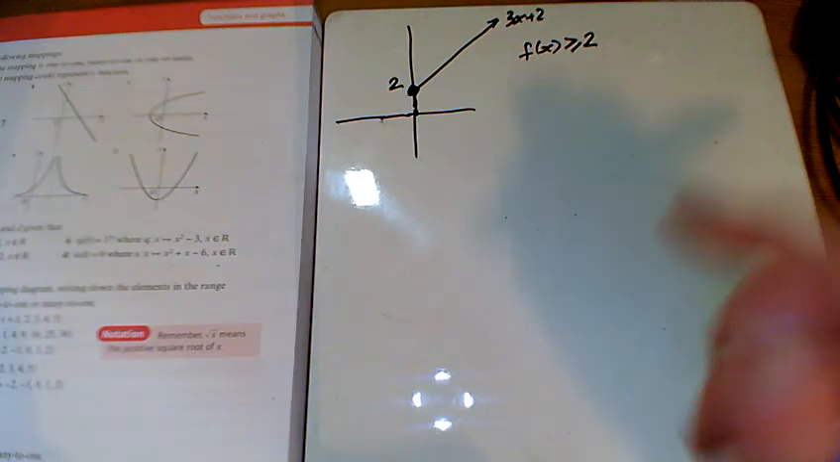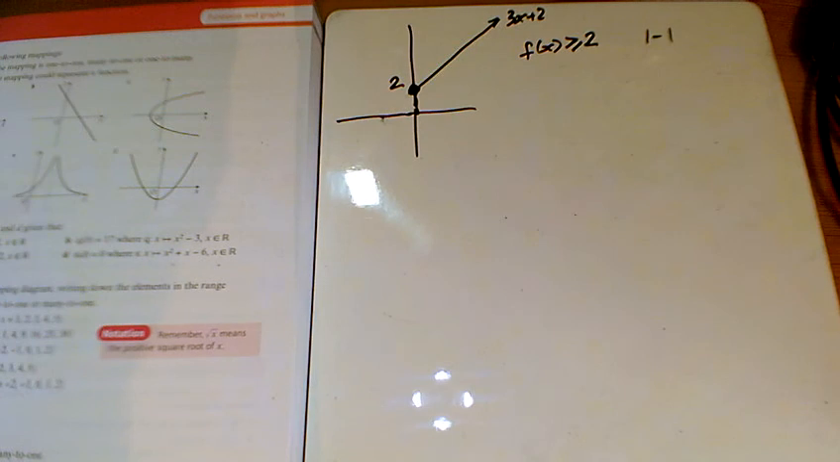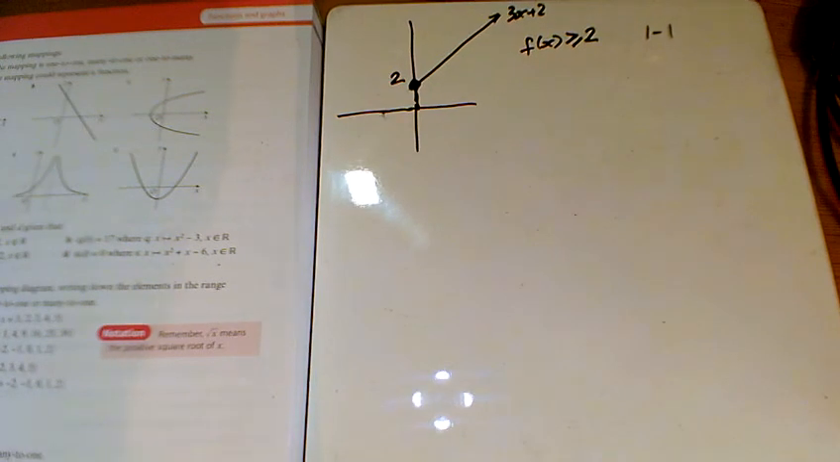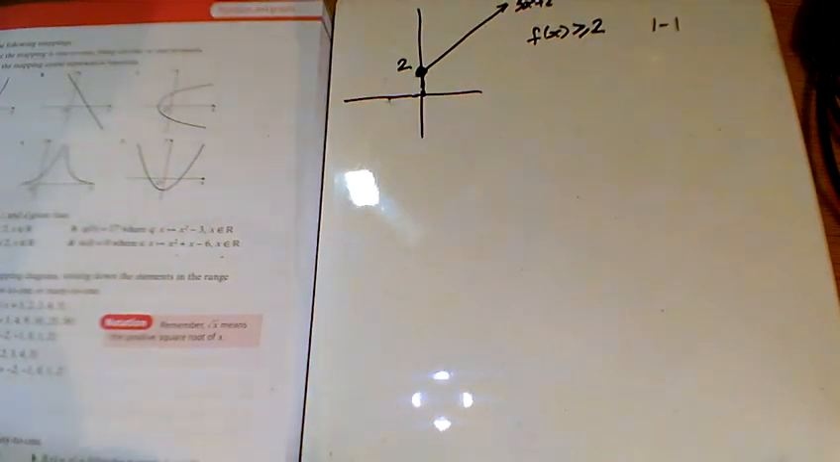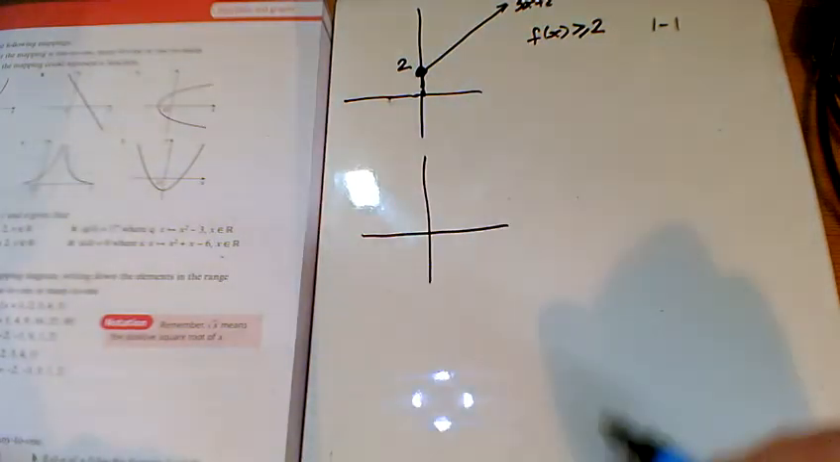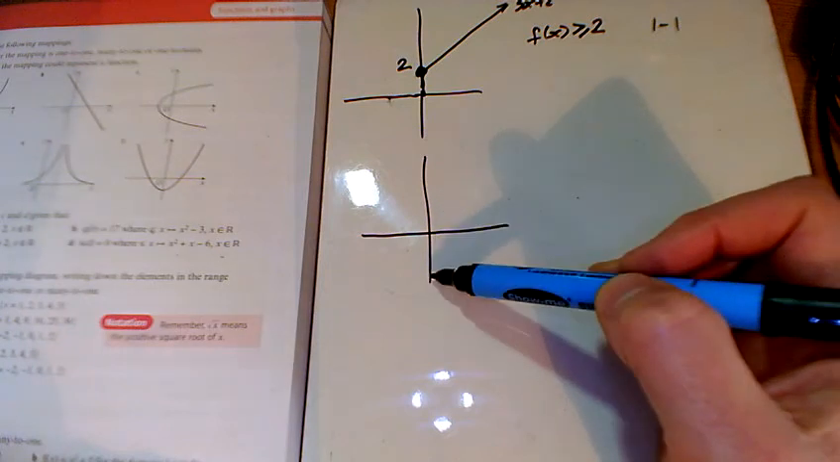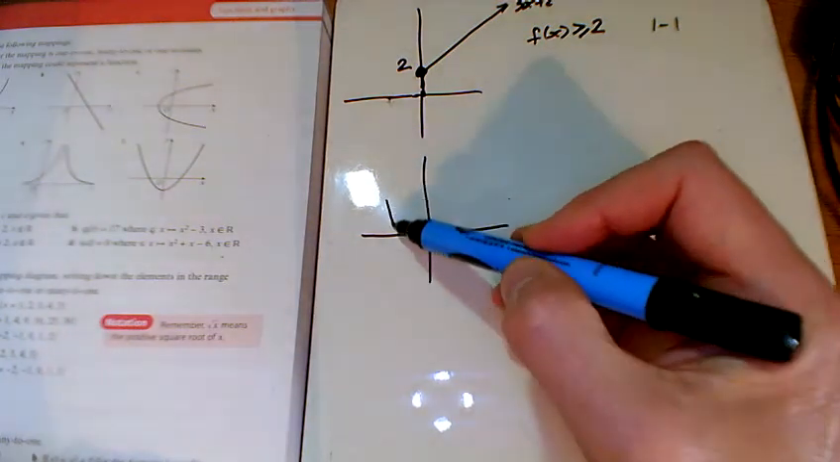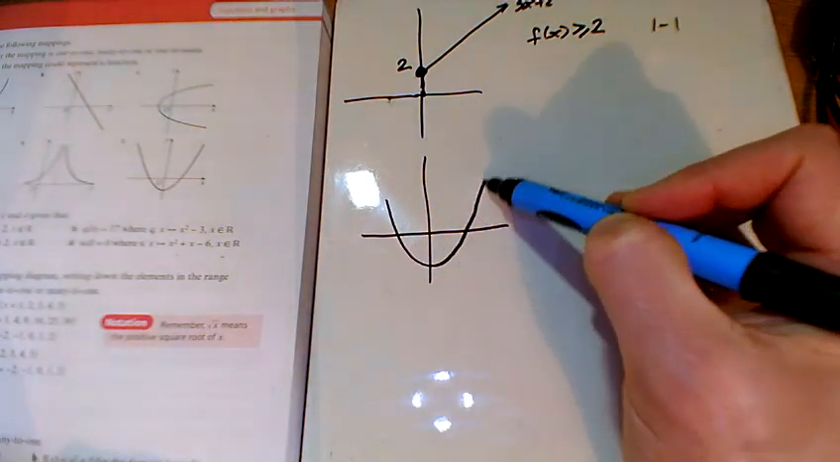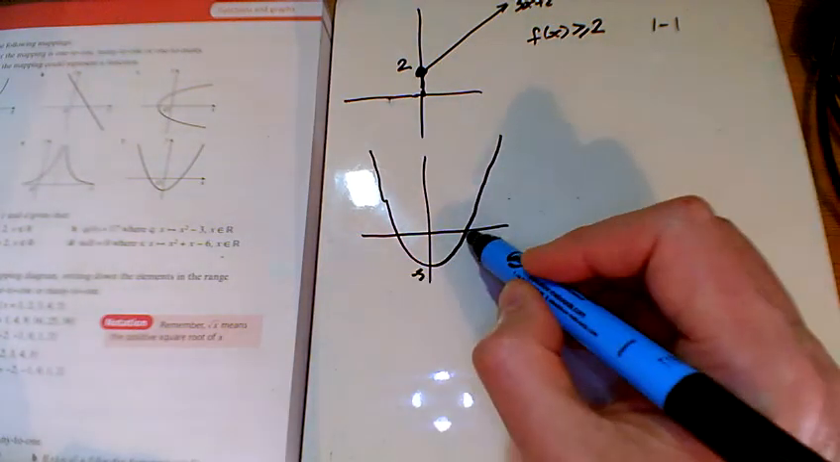Is it a 1-to-1 or a many-to-1? Yes, it's a 1-to-1 as usual because it's just a straight line. Part B. We're looking at x² − 5. You should know an x² graph is the U-shaped graph. x² − 5 would bring it down to here. So the graph's going to look something like this. That part down there being −5.